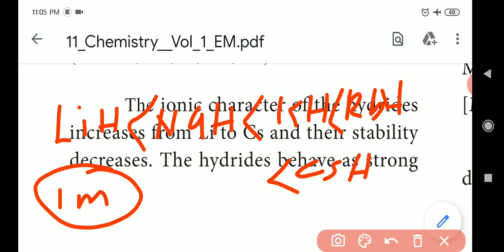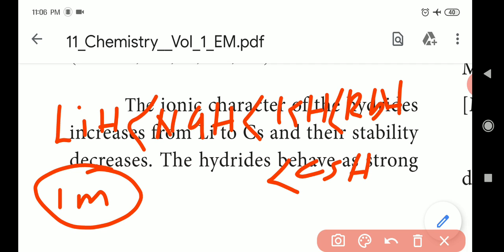The very small positive ion combines with the very small negative ion, and they are very strongly bound to each other. A strong force of attraction exists between the Li+ ion and the H- ion. We cannot easily break them. A large amount of energy is needed to break lithium hydride molecules. So lithium hydride is the most stable, thermodynamically most stable, because they are strongly bonded to each other.